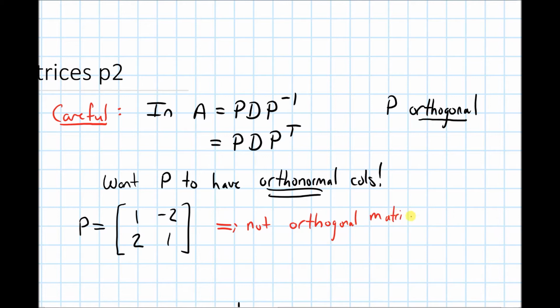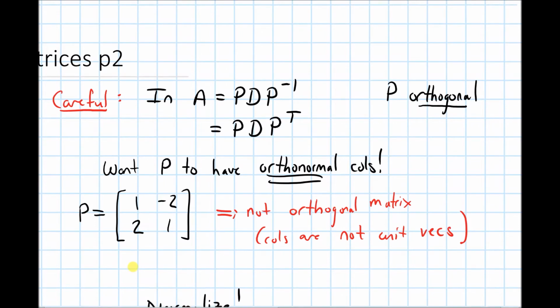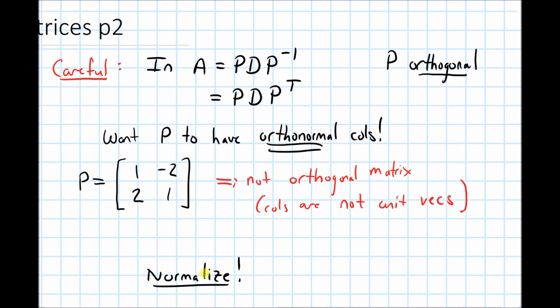It's not an orthogonal matrix because the columns are not unit vectors, because they don't have length 1. Okay, so we need to normalize them. That's our next step actually. We can fix this by normalizing them.